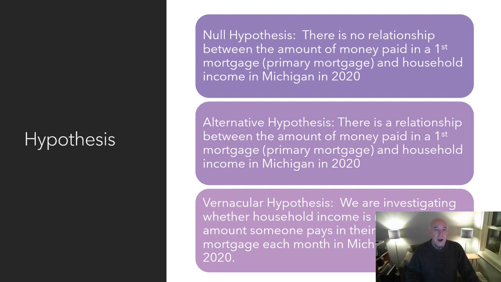Now the vernacular hypothesis is the one that says, how do I say this in English to the people in the room who know nothing about data analysis? That's what the vernacular hypothesis is about. So, as plainly as you can, you say, we're investigating whether or not household income is related to the amount someone pays in their primary mortgage each month in Michigan during 2020. So that's what we're about.